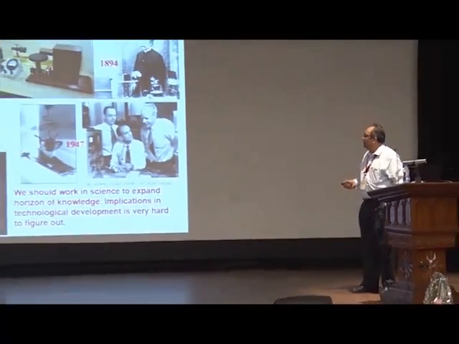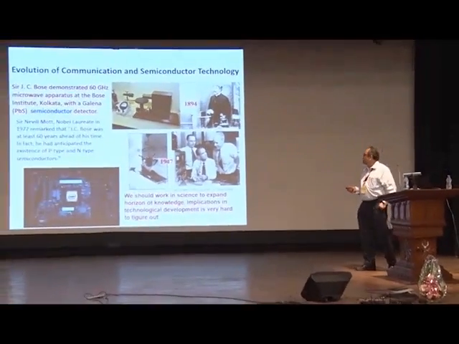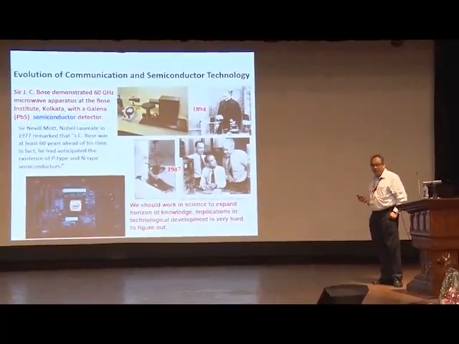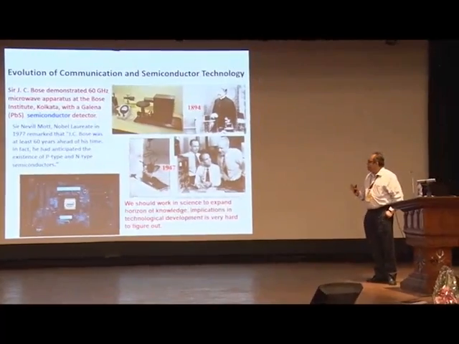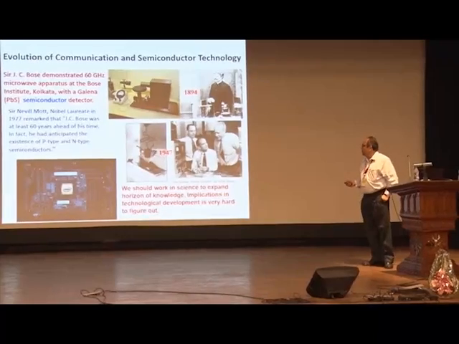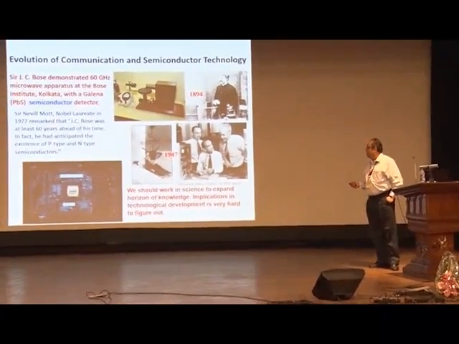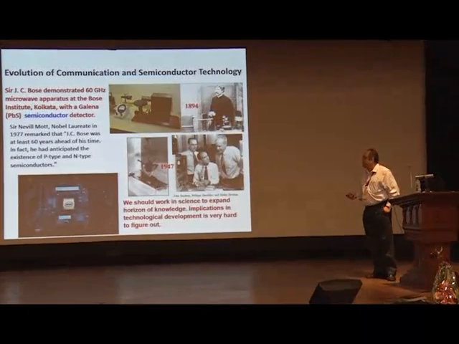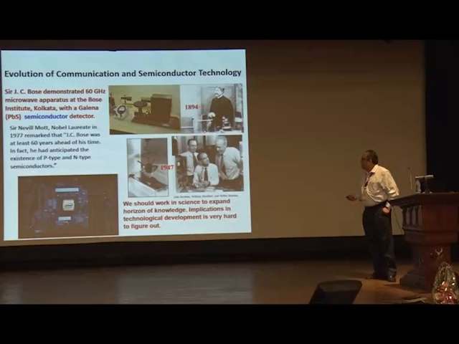In 1894, Professor J.C. Bose showed that lead sulfide can be used to detect radiation, and at that time the idea of semiconductor was not known. Forget about doping. This was summarized by Neville Mott in one of his lectures, that J.C. Bose was at least 60 years ahead of his time. In fact, he had anticipated the existence of p-type and n-type semiconductors.